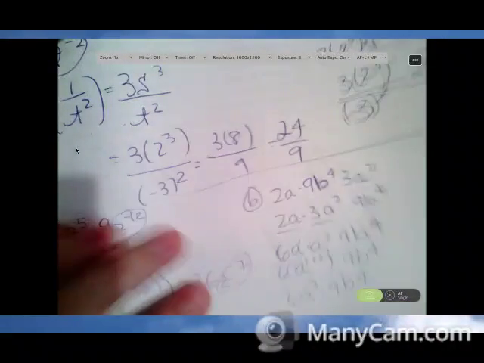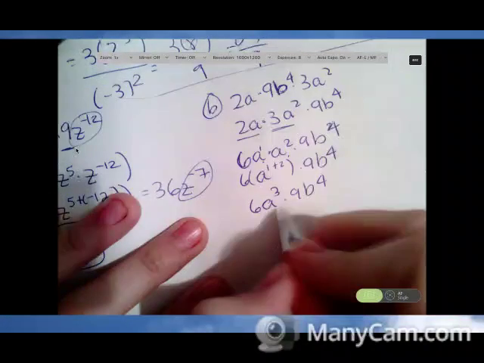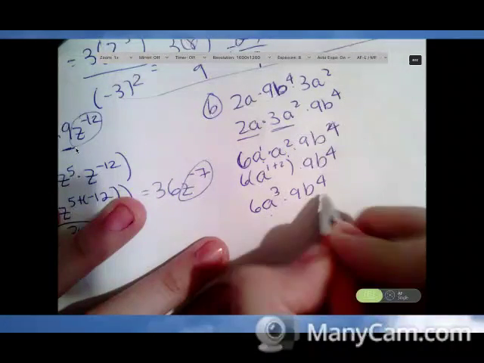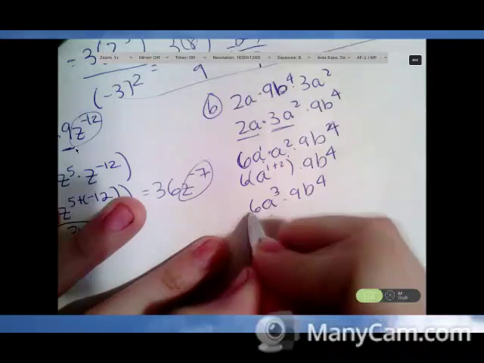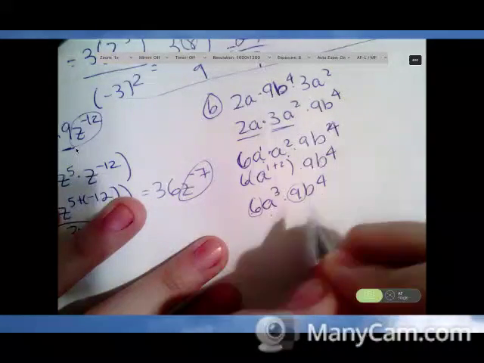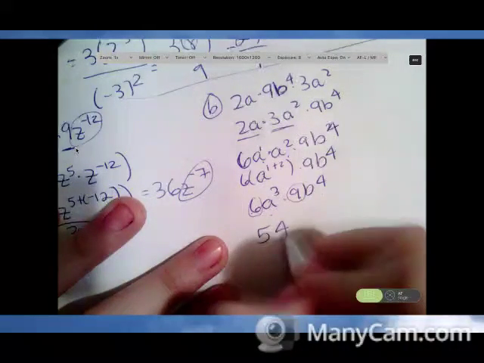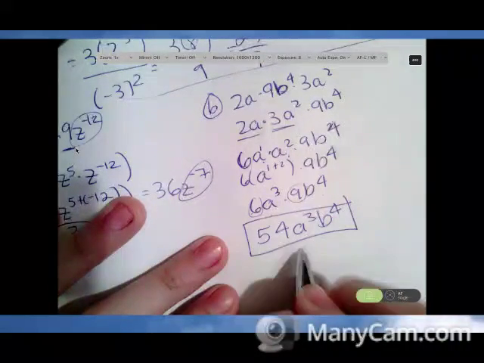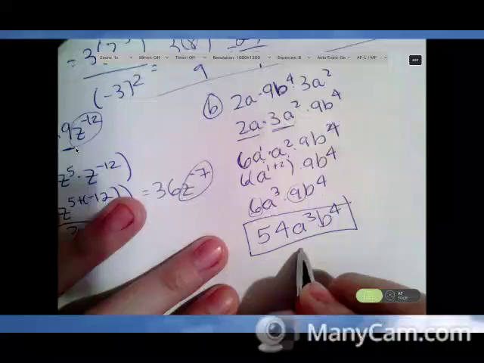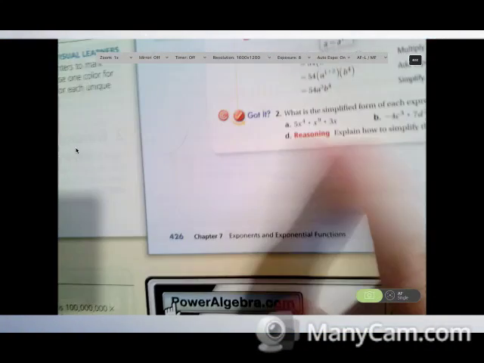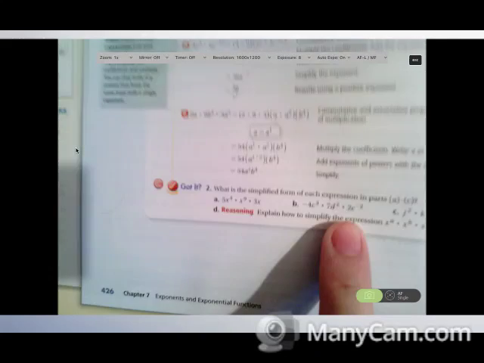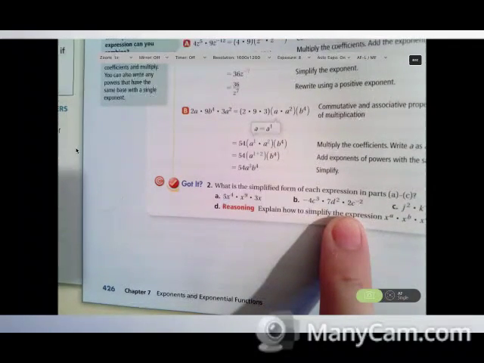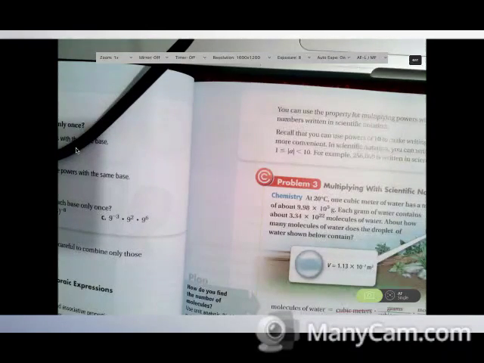However, we are not done yet. This a to the 3rd and this b to the 4th cannot be combined, but the 6 and 9 can. So therefore, 6 times 9 is 54 times a to the 3rd and b to the 4th. And that is your final answer. So why don't you try letters A and B? All right. Problem 3.